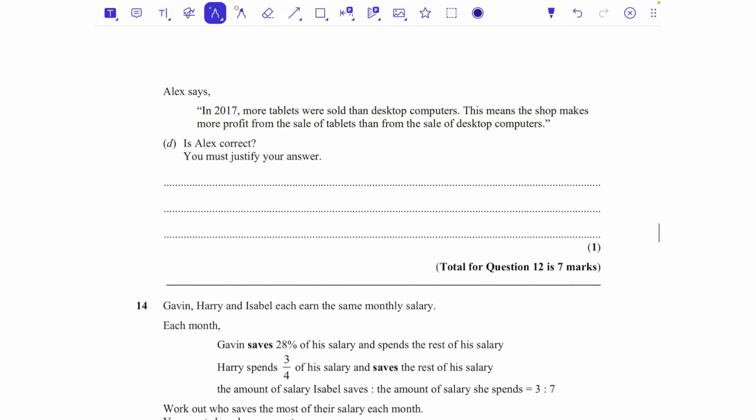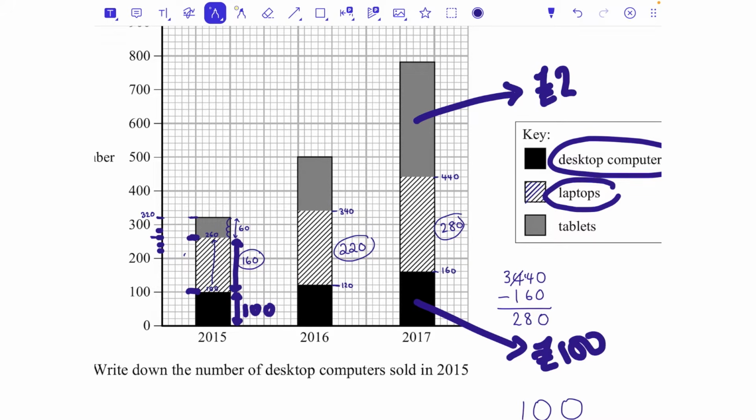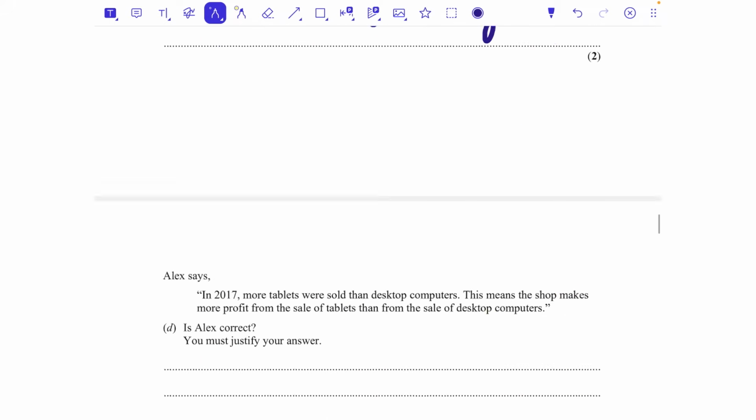Okay, and then Alex says in 2017, more tablets were sold than desktop computers. This means the shop makes more profit from the sale of tablets than from the sale of desktop computers. Is Alex correct? So Alex is looking at this bar here, this 2017 bar, and saying the shop must make more money from this section than they do from this section down here, okay, because they've sold way more tablets. But we don't know that for sure. The shop might make £2 every time they sell a tablet, in which case that might not be as much money as if they make £100 every time they sell a desktop computer. So we don't know what the profit is for each item, and that's why.